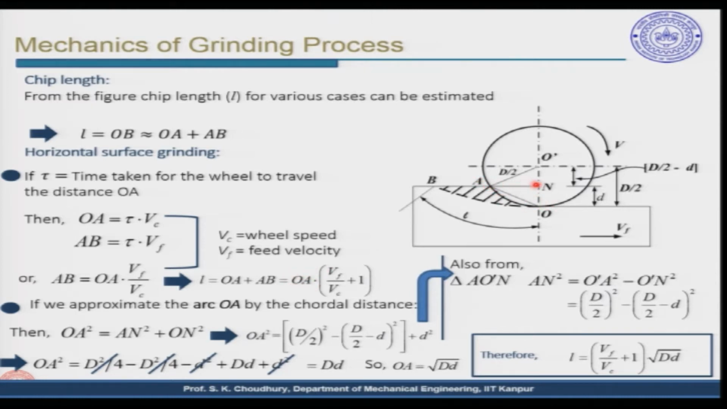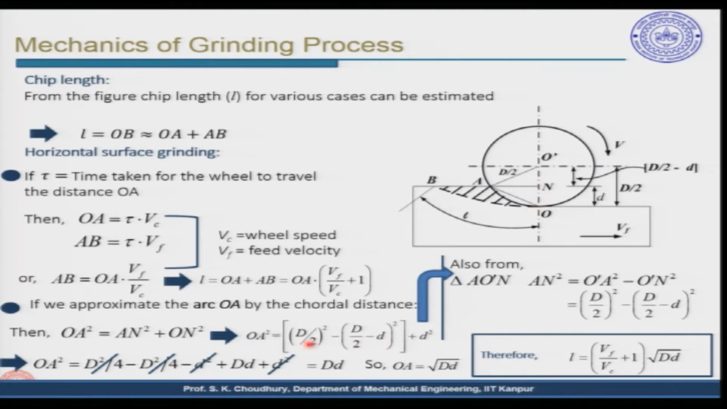Now, we take this triangle OAN, approximating the arc OA by a chordal distance OA. Now, we say from here that OA square is equal to AN square plus ON square, that is what is written here. Therefore, OA square will be AN square, which we can also write as O prime A square minus O prime N square. So, this is what we are writing here: O prime A is D by 2 and O prime N is D by 2 minus d, this is what is given here. Plus d square, that is ON, where ON is equivalent to the depth of cut.